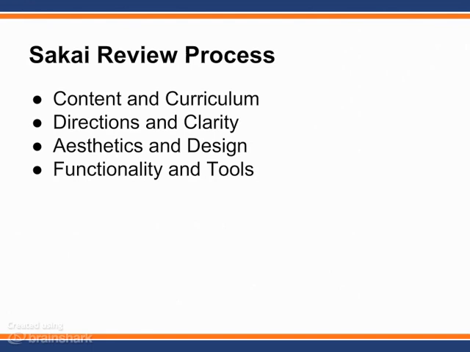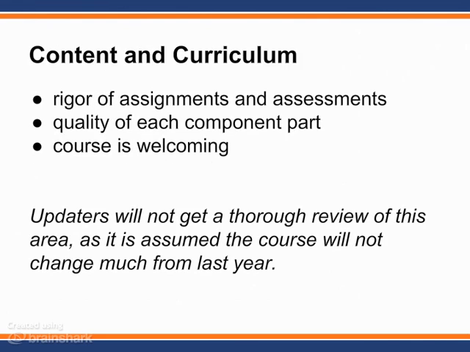Some of the areas we're going to review are the following: content and curriculum, directions and clarity, aesthetics and design, functionality and tools. Let's look briefly at what these mean. Content and curriculum. Here we continue to vet your course by the same standards we've used for your design syllabi and revision proposals if you're a reviser. We're going to look at the rigor of your assignments and assessments and the quality of each component part. We're going to also look to see that the course is welcoming to students.